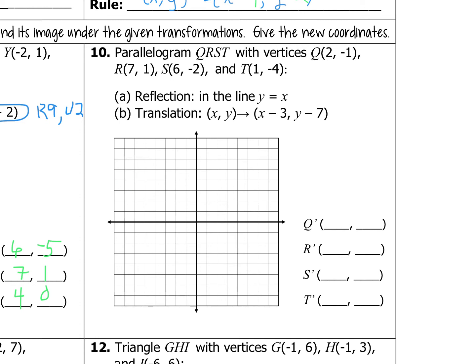Okay, so we are going to start off with number 10, and we are going to plot our pre-image. So Q is right 2, down 1. And then R is right 7, up 1. And then S is right 6, down 2. And T is right 1, down 4. Connect those.